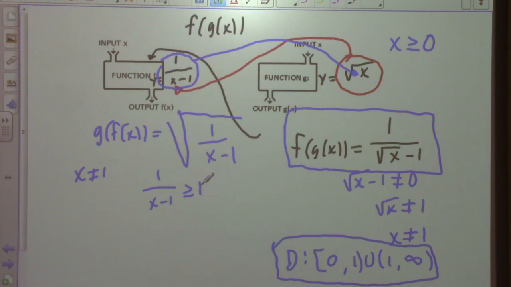Oh, hang on, I said it wrong. Greater than or equal to 0, right? I said it wrong. So now this has to be positive, right? That means x minus 1 has to be greater than or equal to 0. So x has to be greater than or equal to 1, which is what we had already. So what's our domain for that going to be?